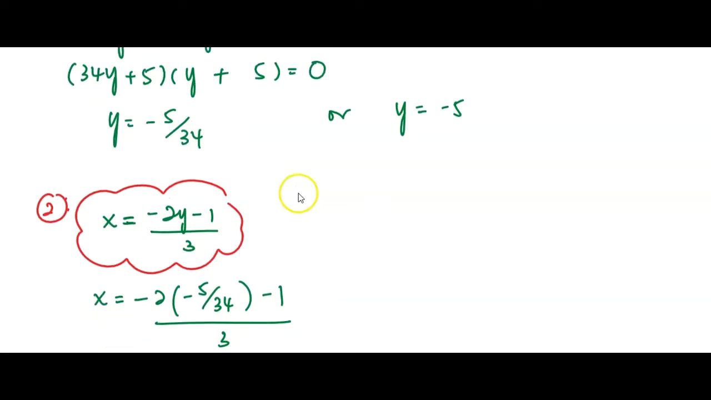So now we substitute y equals negative 5 into equation 2 to get the x value. Put in the negative 5 into it.